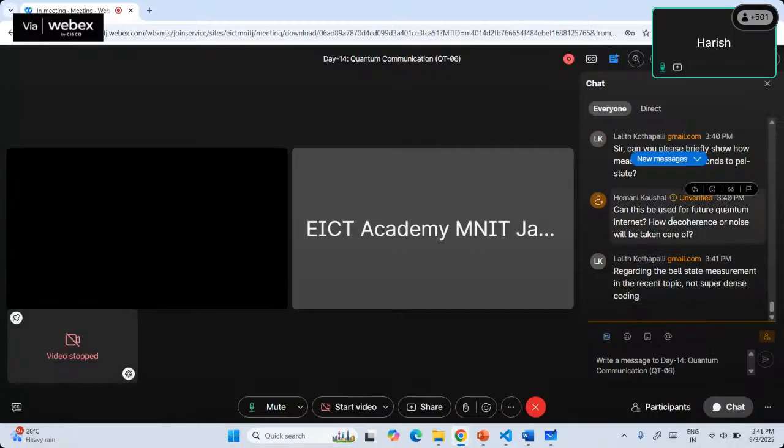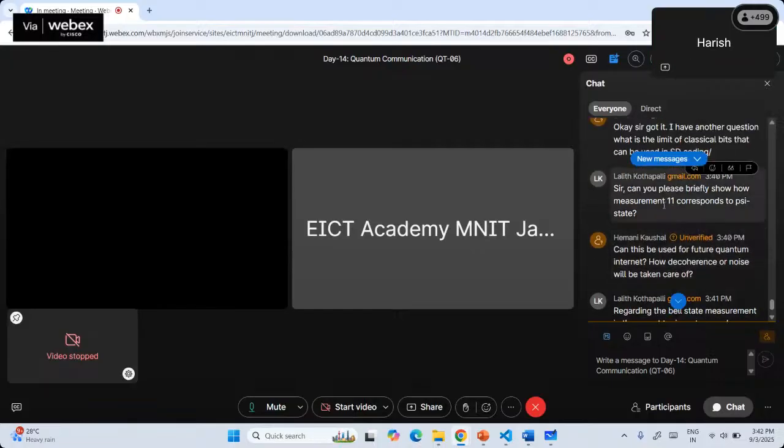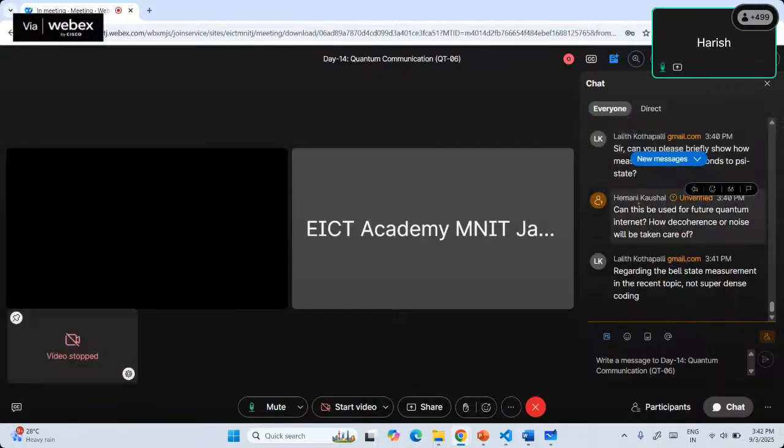Can this be used for the future quantum internet? Yes. Himani has asked whether this can be used for the quantum internet. Yes, so superdense coding, or what you are talking about? How will decoherence or noise be taken care of? Can you just write in context? Himani Koshal has written something. If Himani can clarify what she was talking about.